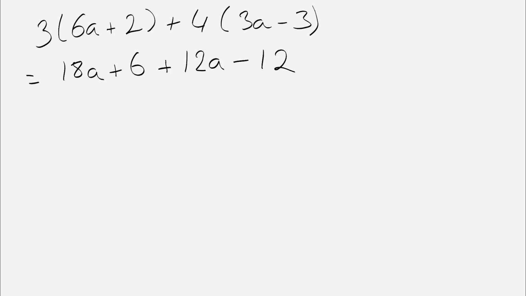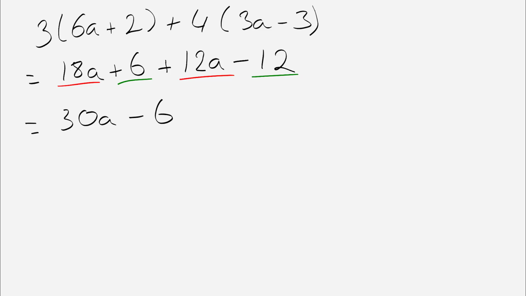The next thing to remember is for addition, we can add like terms. So the a's can get added together, and then the numbers can get added together. Looking at the a's, 18a plus 12a, that's 30a. And then 6 minus 12 will total to minus 6.